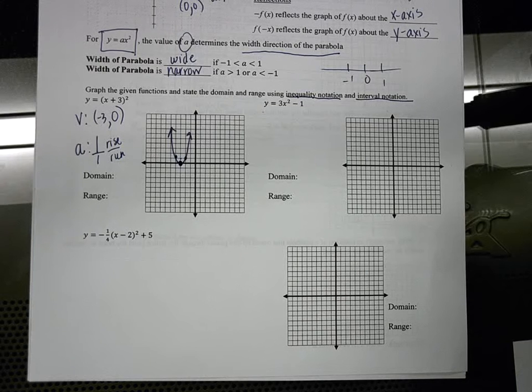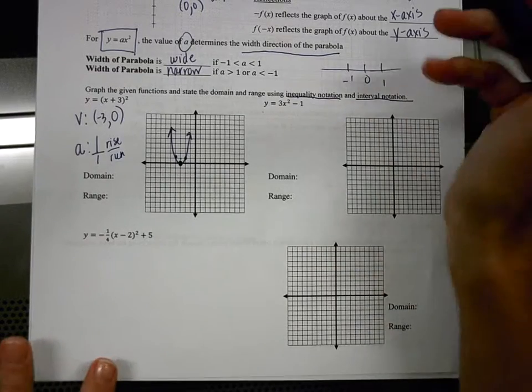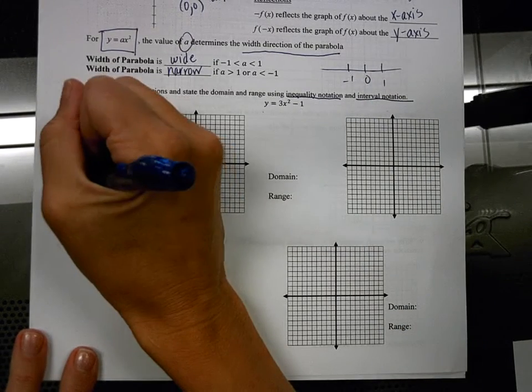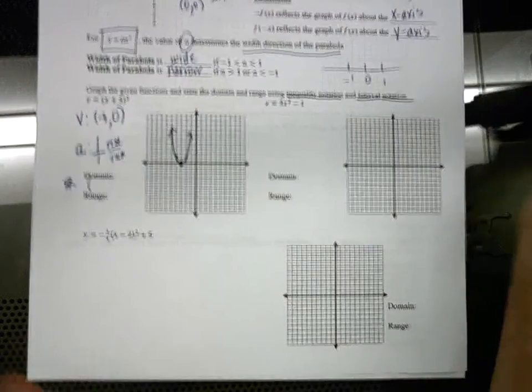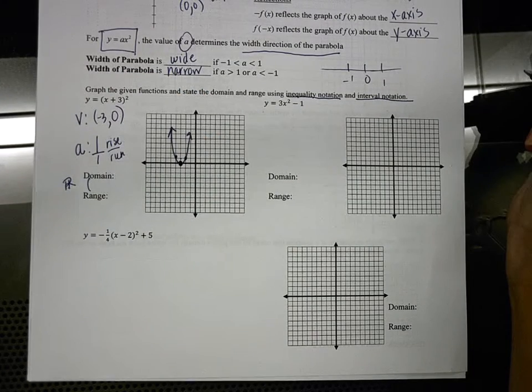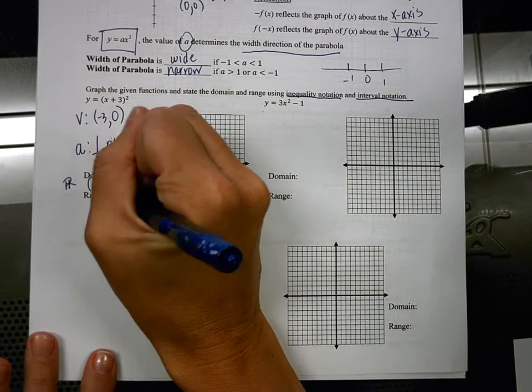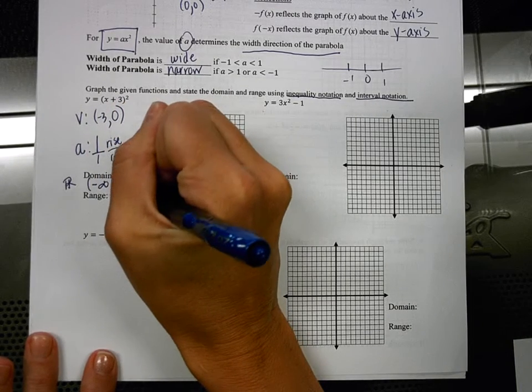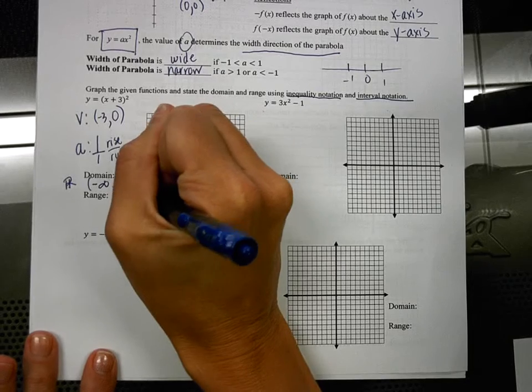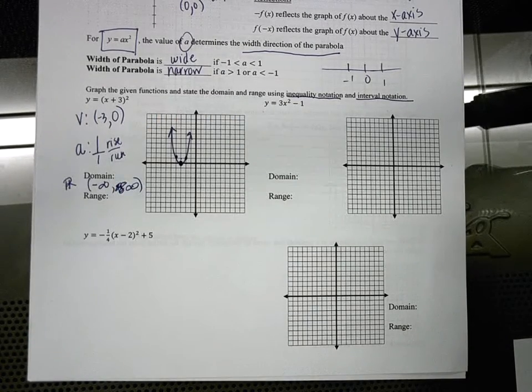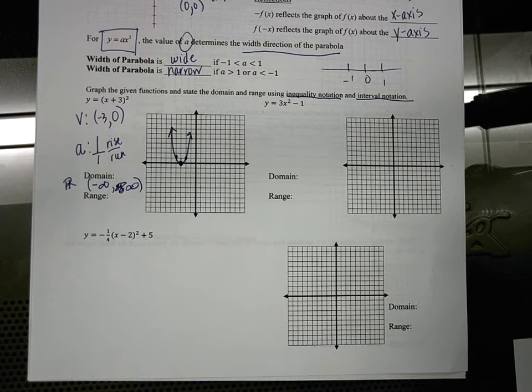What do you think your domain will be on this one? Good. So for your inequality notation, you can just write all reals for domain. And then for interval notation, remember we always go smallest to largest. And so the smallest would be -infinity all the way to positive infinity. Okay. Now, it might not look like it, but parabolas, as they curve, they will keep getting bigger and bigger and bigger. And so they will end up going out to infinity, okay? So your domain on parabolas will always be -infinity to positive infinity, okay?